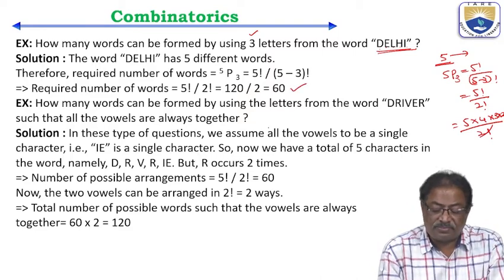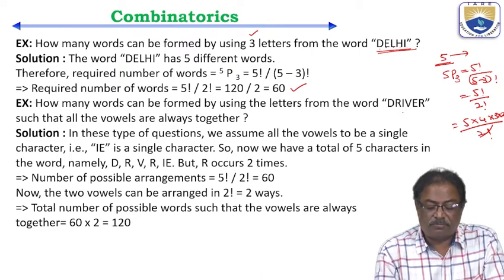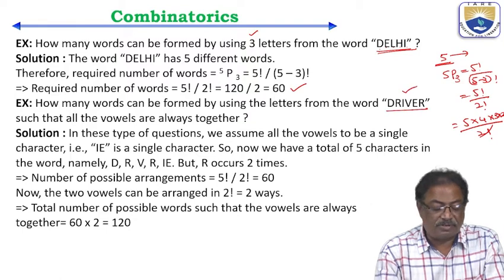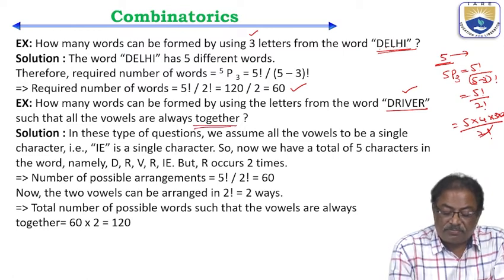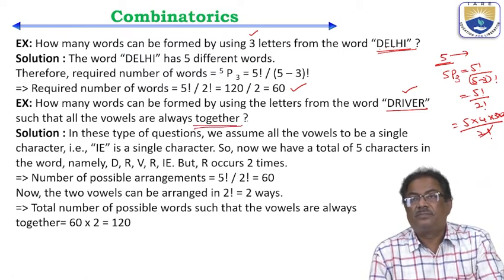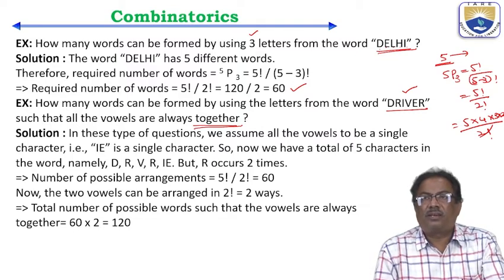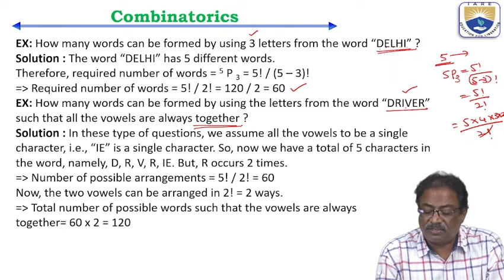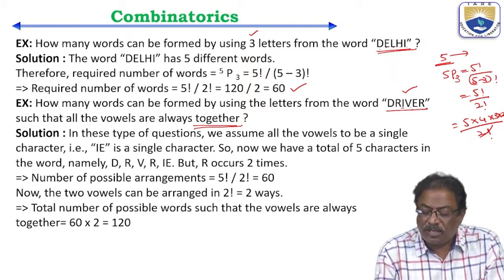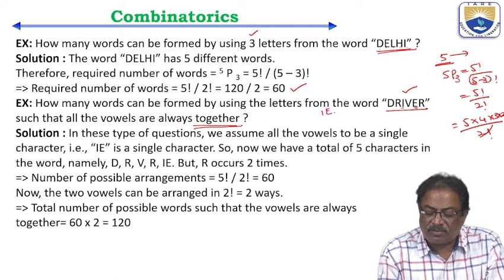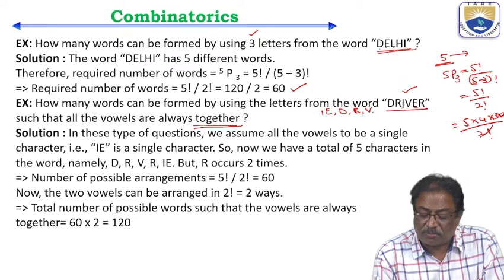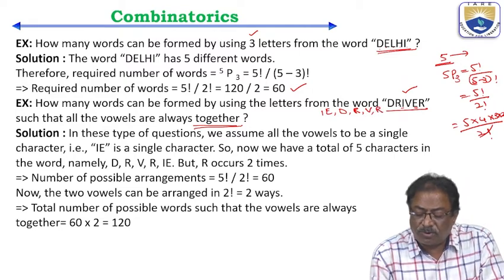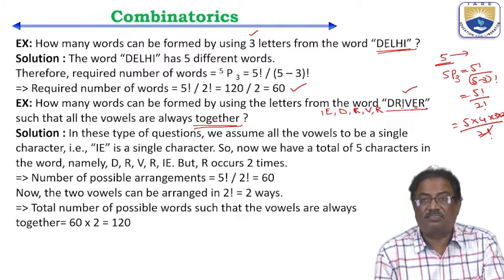Now another one: how many words can be formed by using the letters of the word DRIVER, such that all the vowels are always together? See here, how many vowels are there in this? A, E, I, O, U. So here I and E, these are the 2 vowels. And of course the remaining D is there, R is there, V is there, and R is repeated 2 times. So 1, 2, 3, 4, 5, 6. It is 6 letters.